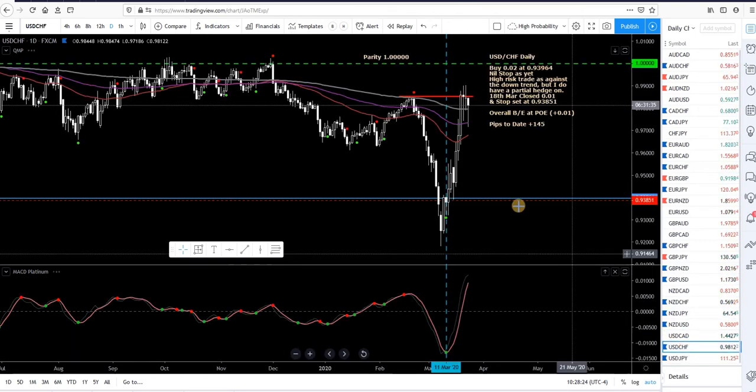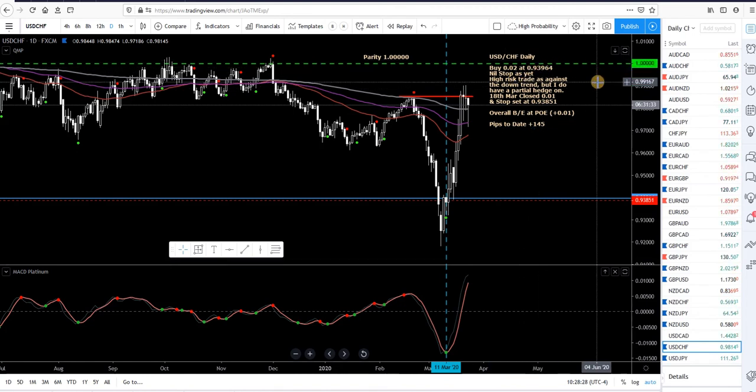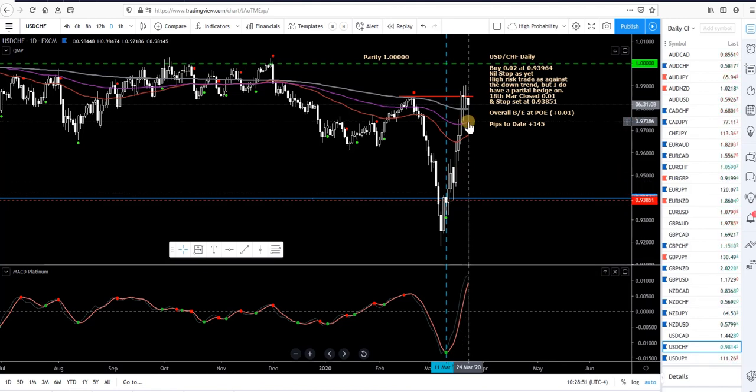USD Swiss. This line up here, green line, is parity, 1.000000. So possible double top up here. It's not really breaking through, hence the red line. I'm in a buy down here. I've already closed half, and my stop is there, so it's not looking too bad.